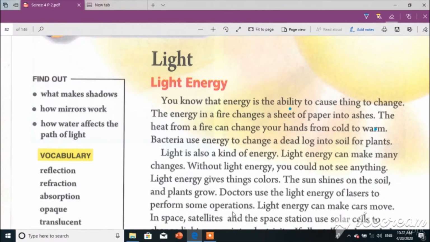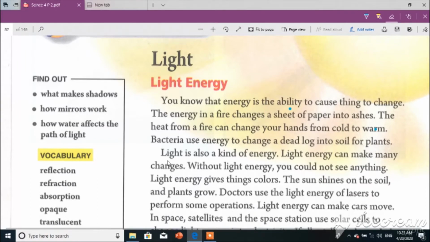Let's start with light energy. What is light? Light is a kind of energy, or a form of energy. Students, you know that energy is the ability to cause a thing to change. The energy in a fire changes a sheet of paper into ashes. The heat from a fire can change your hands from cold to warm. Also, bacteria use energy to change a dead log into soil for plants.